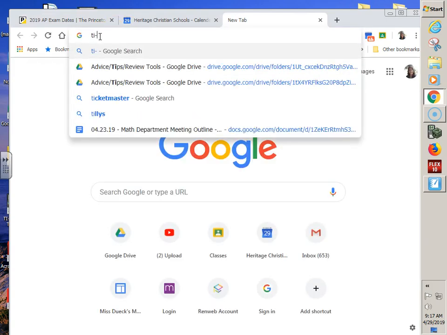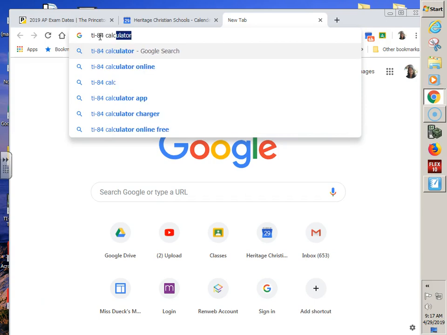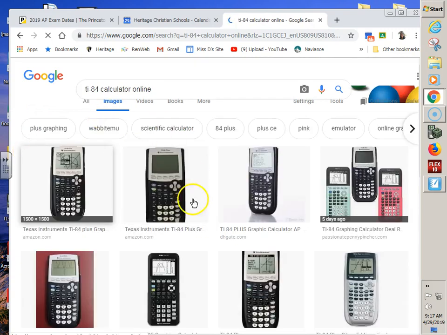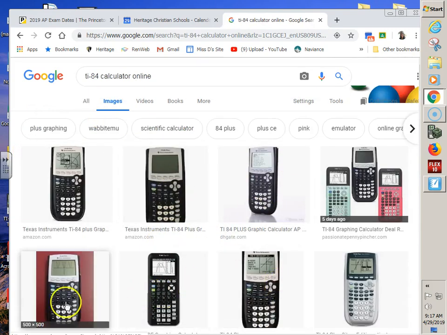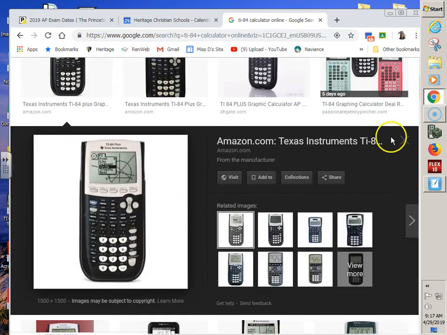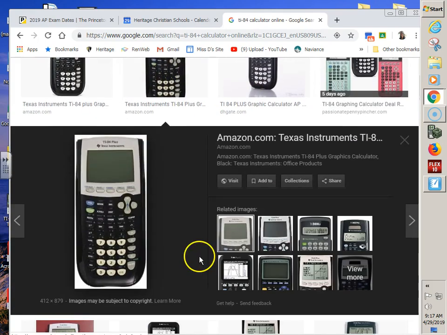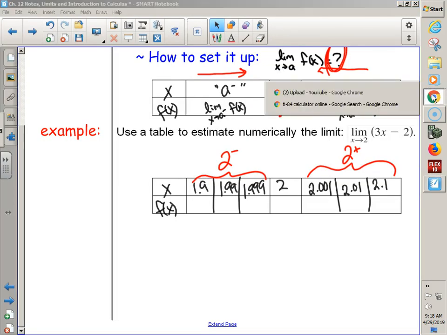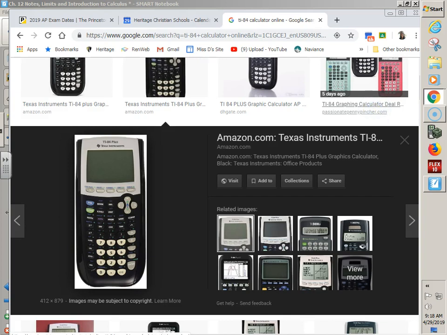TI, what do we have? 84. Nope, I don't want that one. I want this one. Okay. So you guys should be in your y equals. You should have put your function 3x minus 2. That's our function, true? And then, if you haven't changed your mode yet to function mode, go ahead and do that.